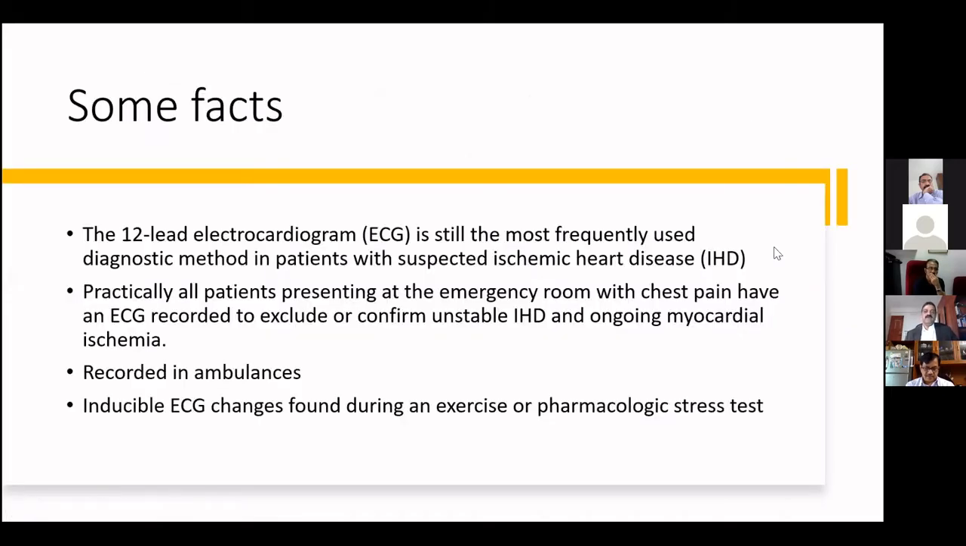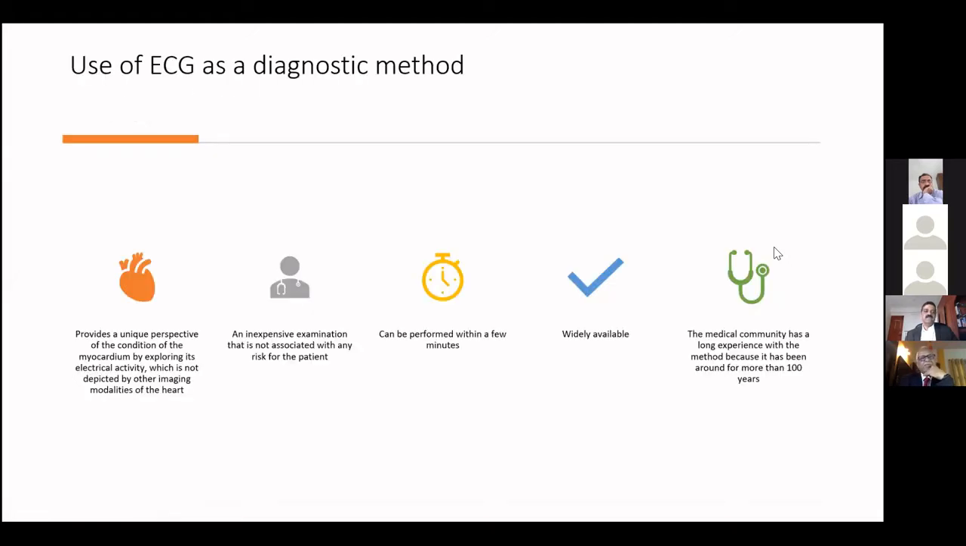So going on to some basic facts, the 12-lead ECG is the most frequently used diagnostic method in patients suspected of ischemic heart disease. Practically all patients presenting to the emergency room with chest pain have an ECG recorded, and many times it is recorded in the ambulances. And inducible ECG changes during exercise or pharmacological stress are commonly used tests.